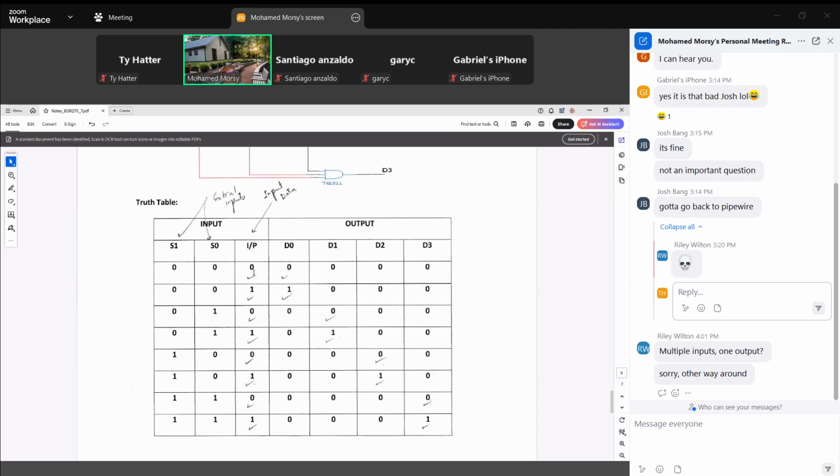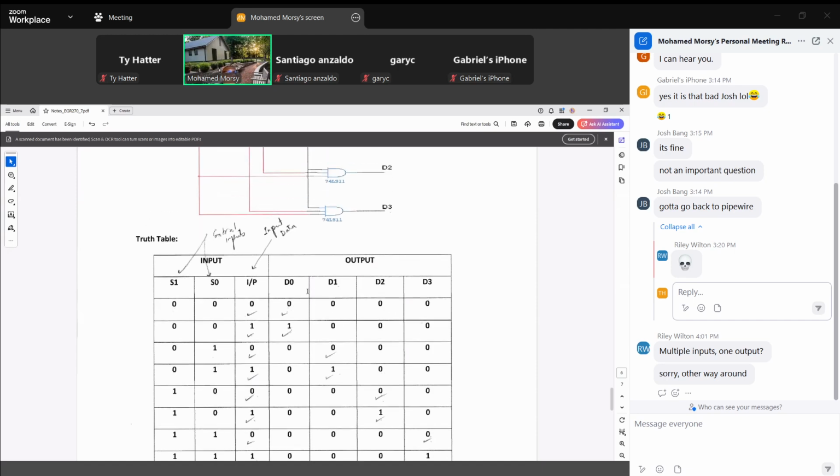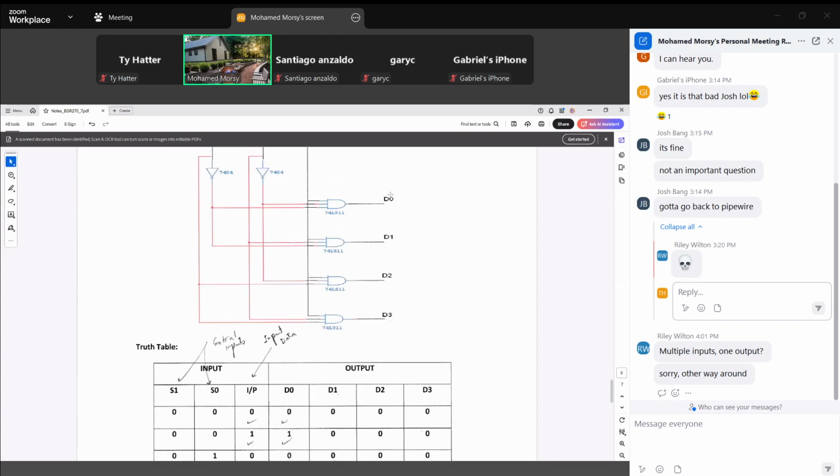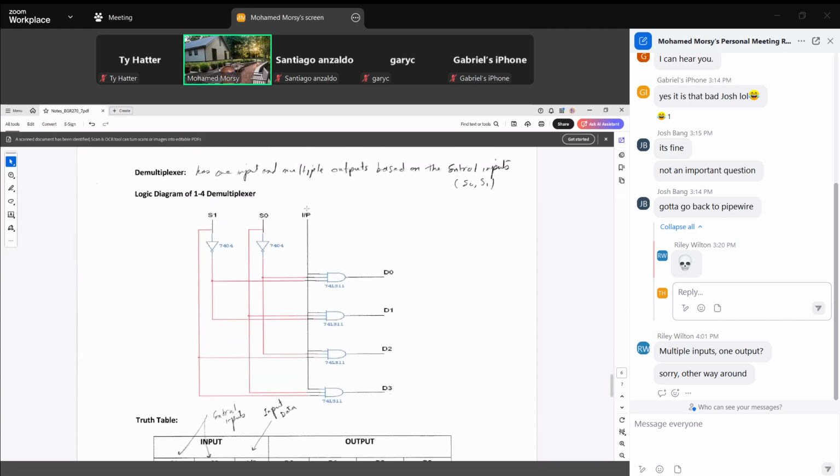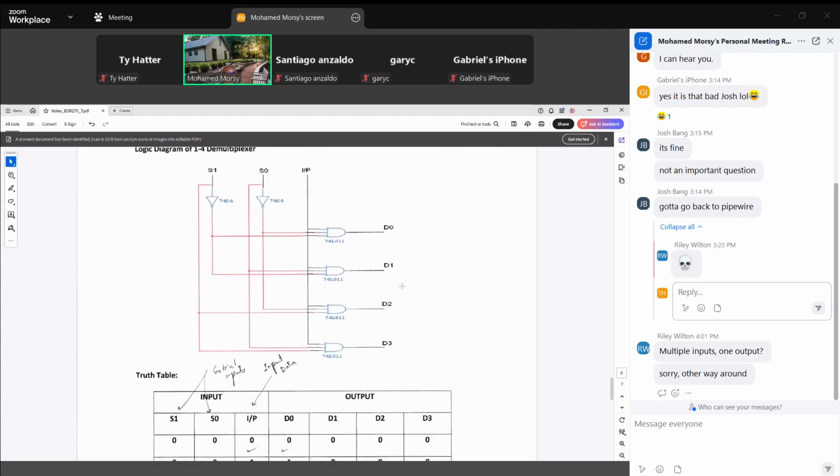So if the input is 0, D0 will be 0. If the input is 1, D0 will be 1. So this input appears at D0. If the input is 0, D0 will be 0, and of course, the rest will be zeros. If the input is 1, D0 is 1, and the rest are zeros.